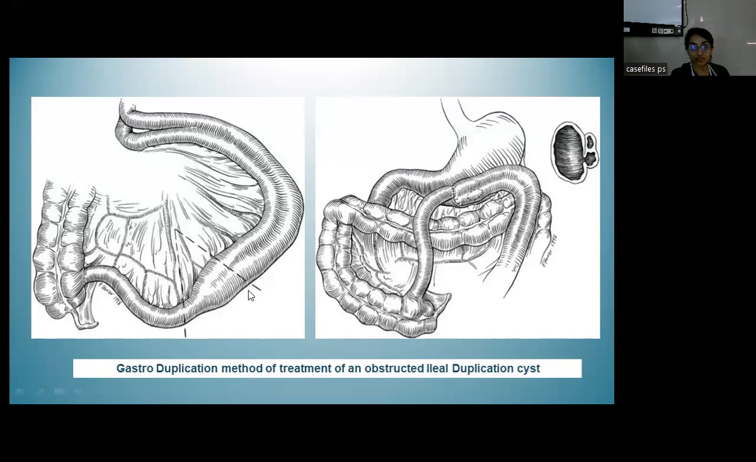Basically, sir, this obstructed segment we have excised, and this is the normal ileum which we have anastomosed to the distal ileum. So this has been anastomosed. This second blind ending loop, which has the heterotopic gastric mucosa, we have made an enterotomy here, and this has been attached to the stomach. This is the enterotomy which is made, and it is attached to the stomach.